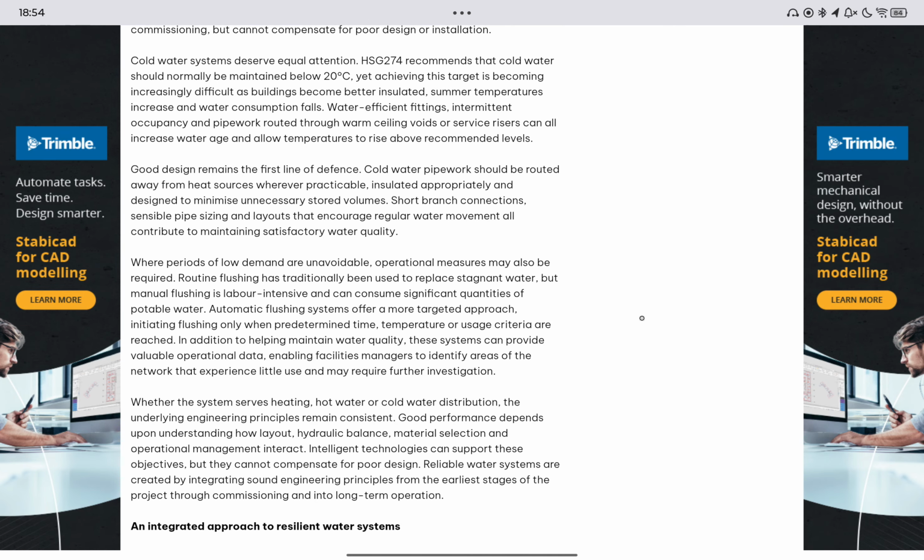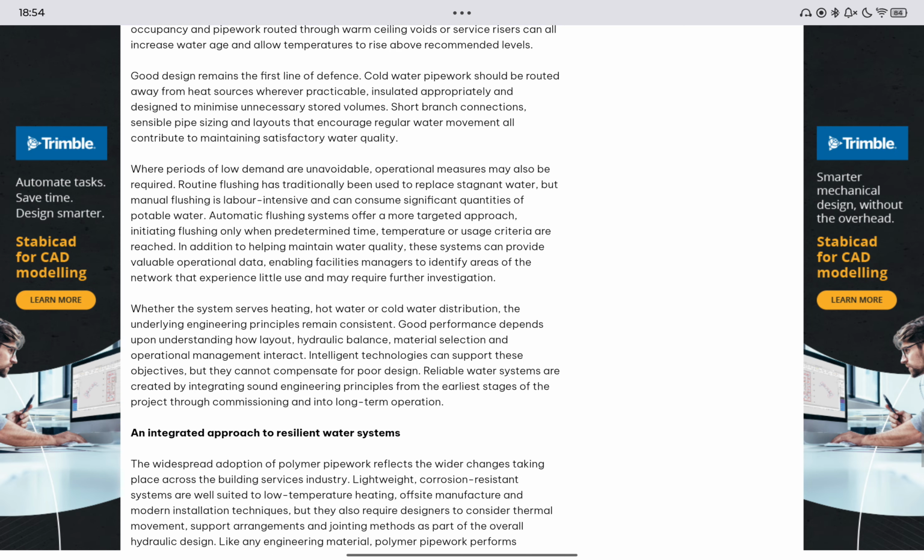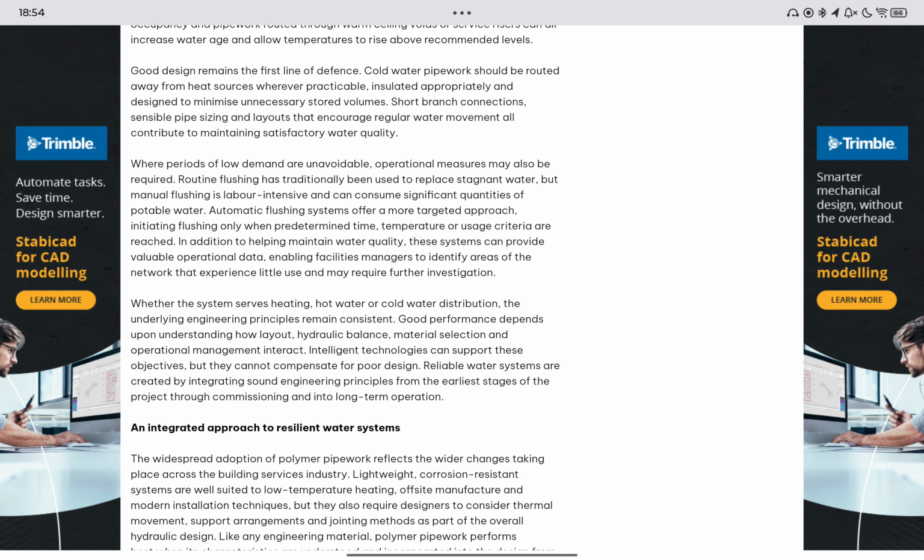Good design remains the first line of defence. Cold water pipework should be routed away from heat sources wherever practical, insulated appropriately and designed to minimise unnecessary stored volumes. Short branch connections, sensible pipe sizing and layouts that encourage regular water movement all contribute to maintaining satisfactory water quality. Where periods of low demand are unavoidable, operational measures may be required.